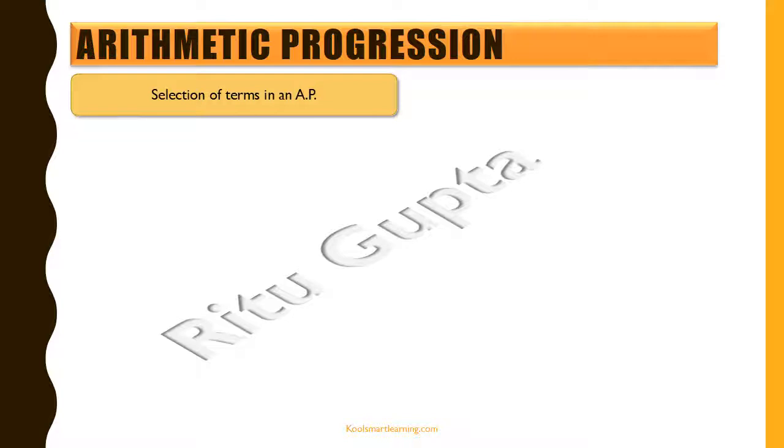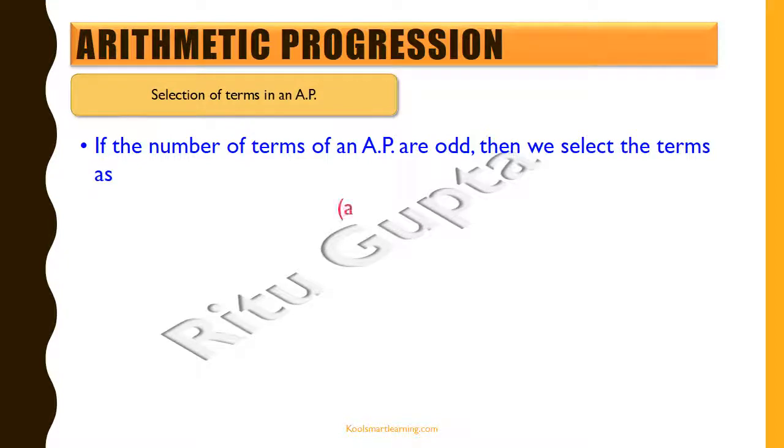Now let's look at the selection of terms in case of an AP. If the number of terms of an AP is odd, then we select the terms as a minus d, a, and a plus d. The common difference is d, and if the sum of these three terms is given to us, then the d will cancel out and we'll just have one variable which we can find out very easily. That is why we take these kind of terms. If we have 5 terms, we'll take a minus 2d, a minus d, a, a plus d, a plus 2d, and so on. If we have 7, we'll start with a minus 3d till a plus 3d, and the common difference remains d.